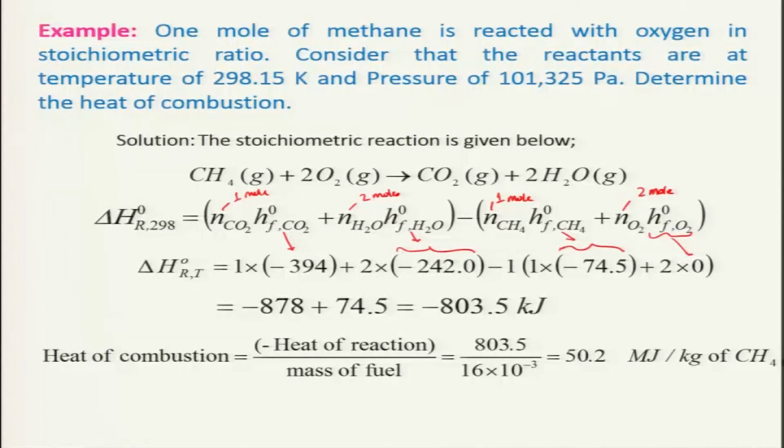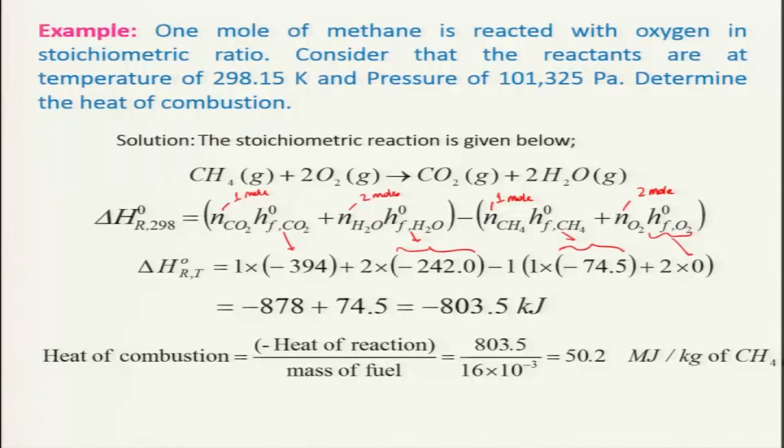So, we have learnt all these things, and we will stop over here. In the next lecture, we will be discussing how to calculate the adiabatic flame temperature.